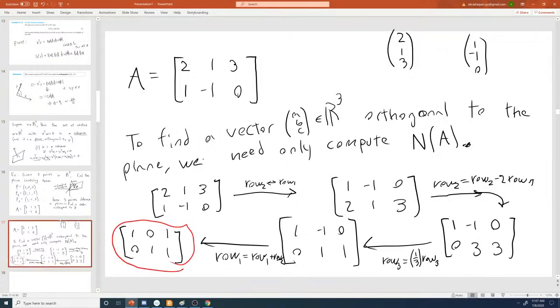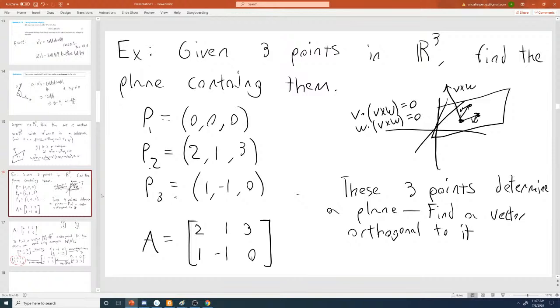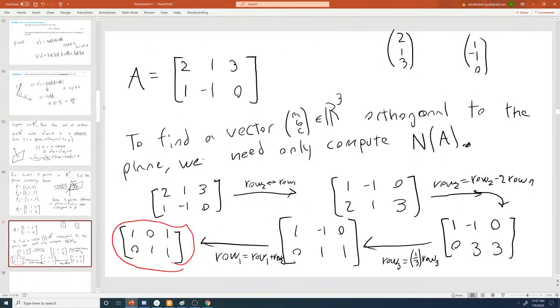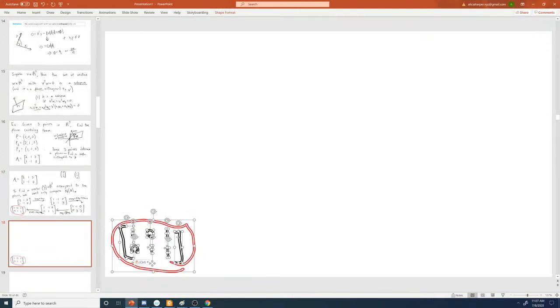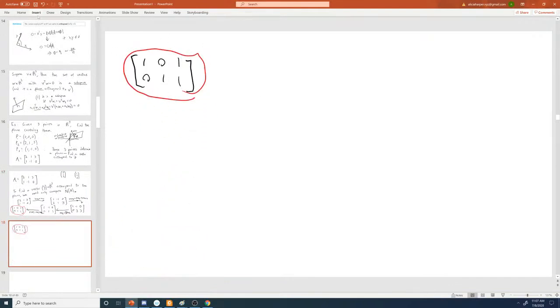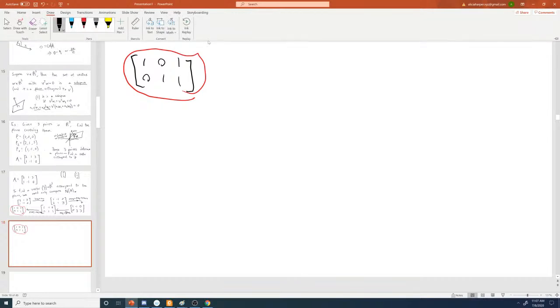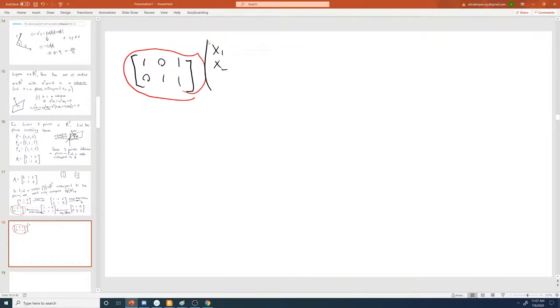So how does that help me in finding a vector orthogonal to the plane? Well, let's see. At this point, I can take it to a new slide. And I note that if I multiply it by, say, a vector x1, x2, x3, the one here and the one here are going to correspond to the bound variables, x1 and x2, but x3 is a free variable.